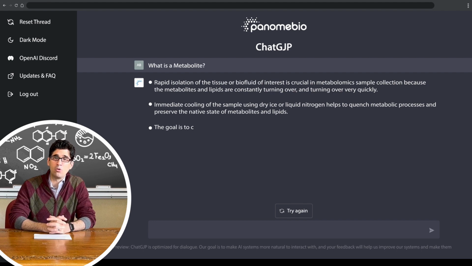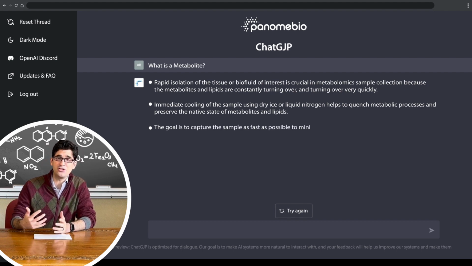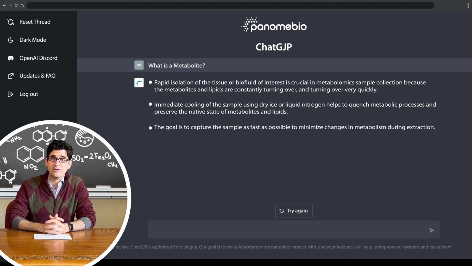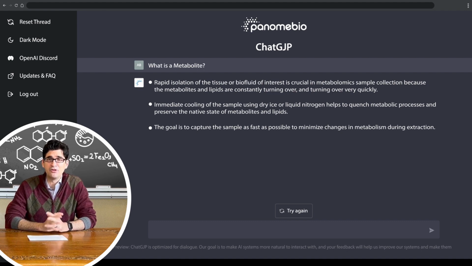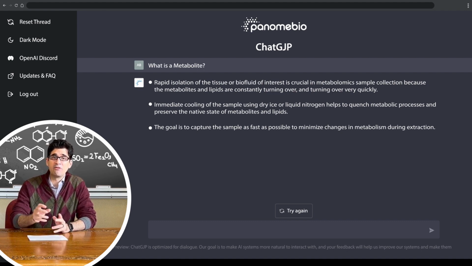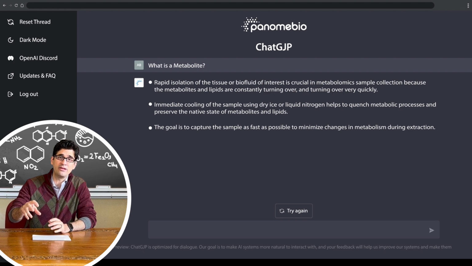So one of the main goals when we do metabolomics is that the first thing we have to do is isolate the tissue of interest. It might be that you're only interested in a biofluid, or a brain, or a specific region of the brain, or the liver, or whatever tissue or biofluid might be relevant to your specific experiments. But we first have to isolate that, and so the goal is to capture it from the biological system as fast as possible and then quickly get it to cold temperatures.